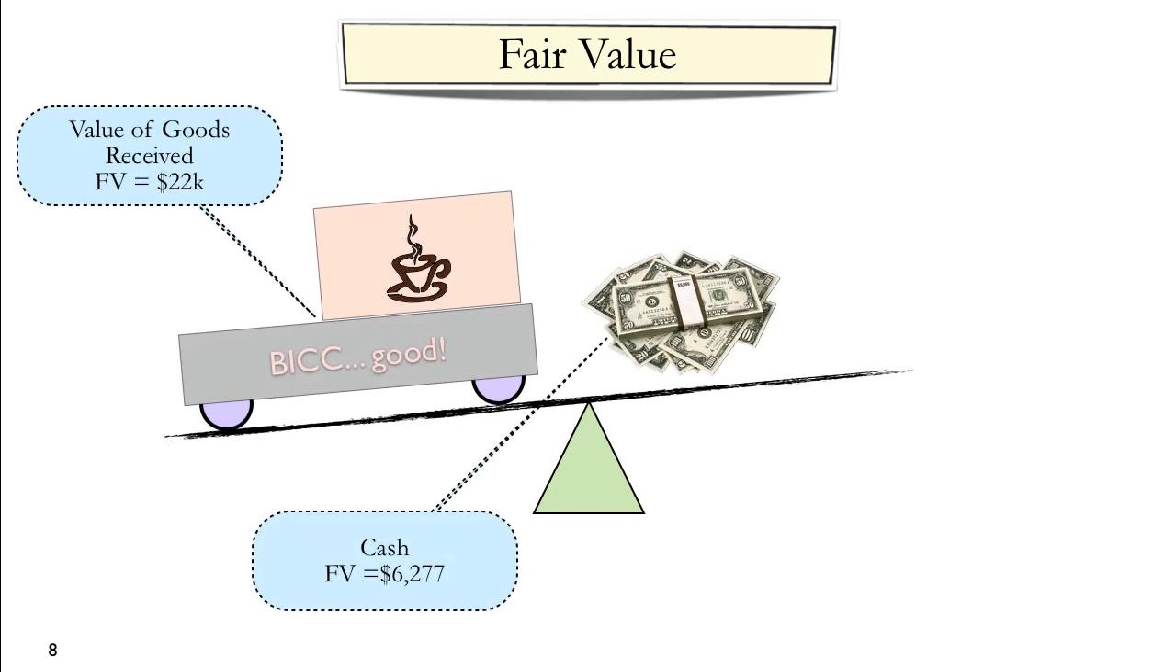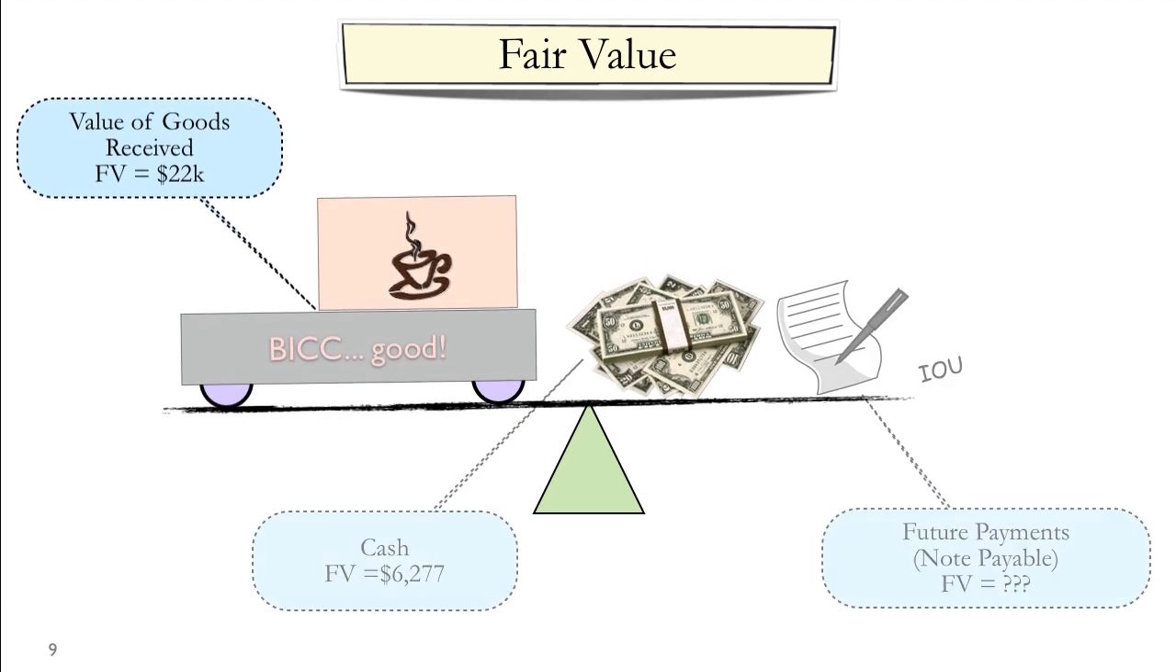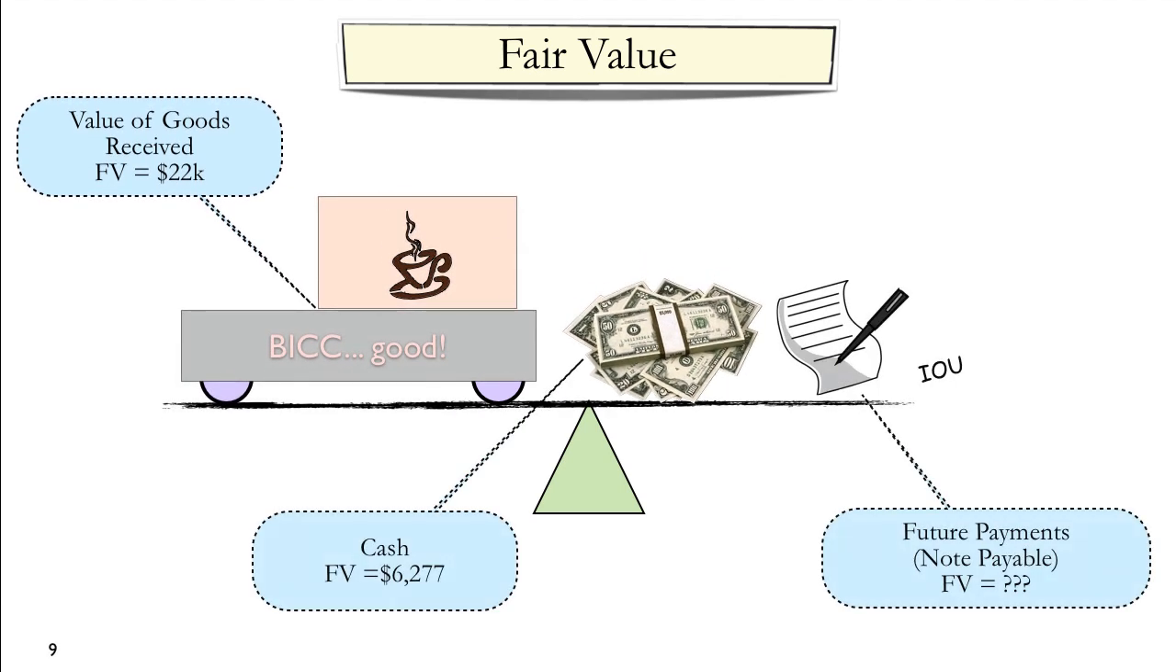Well, cash is easy to value, unless of course it's in a foreign currency, but that's not the case here. And the amount of cash given up is $6,277, but the other thing given up was a note payable, and the note payable really is an IOU, a promise to make future payments. So how do we know that the note payable is equal to the amount needed to balance the transaction?